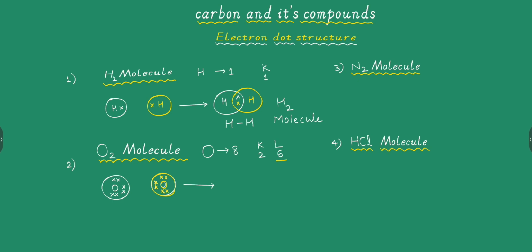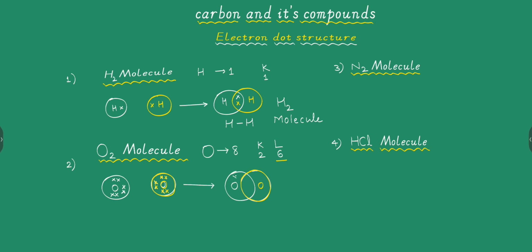Now, total how many electrons? 4 electrons will be mutually shared by both the oxygen atoms. Now this is the first oxygen atom, and this is the second oxygen atom.